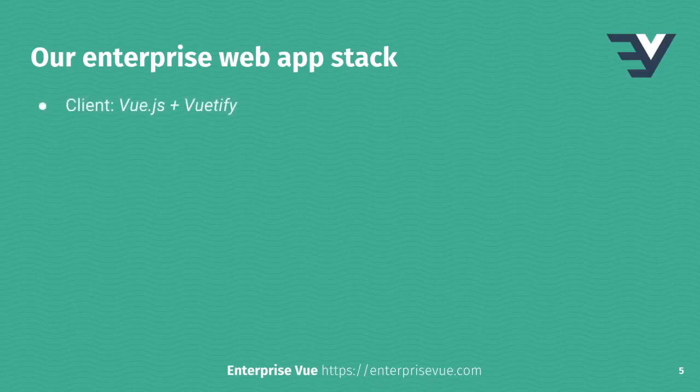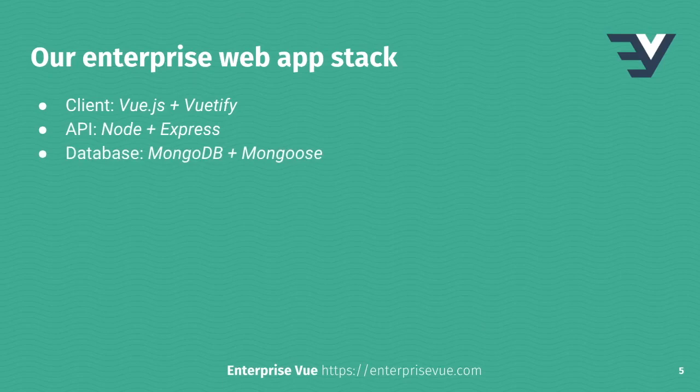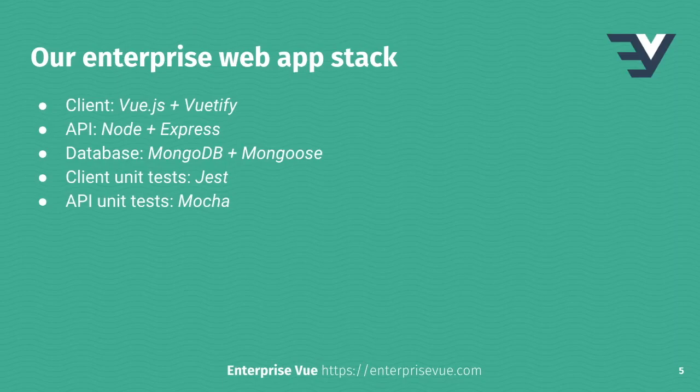So our client app will be a single-page Vue.js app with Vuetify UI elements. The back-end API will be Node.js with the Express framework. We'll use MongoDB for data storage software, and the Mongoose ORM will help us to simplify our CRUD commands. For our client tests, we're going to use Jest along with Vue Test Utils. We'll use Mocha for API unit tests. For end-to-end tests, which are the browser automation tests, we're going to use the Nightwatch framework.